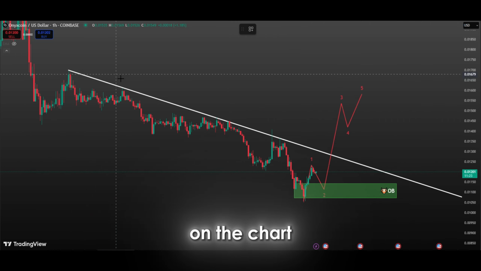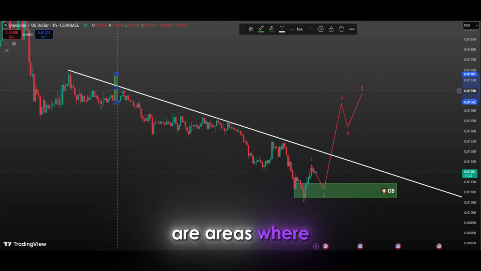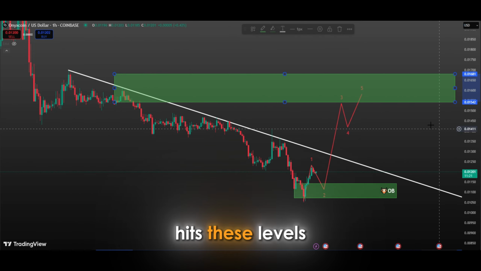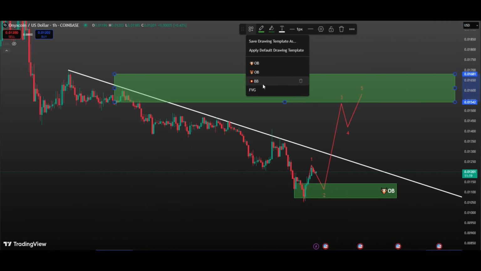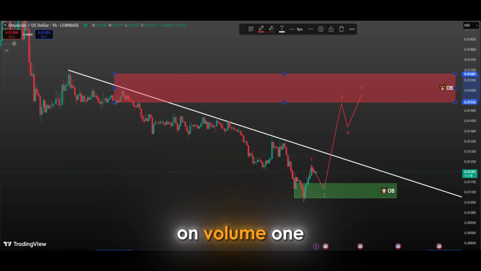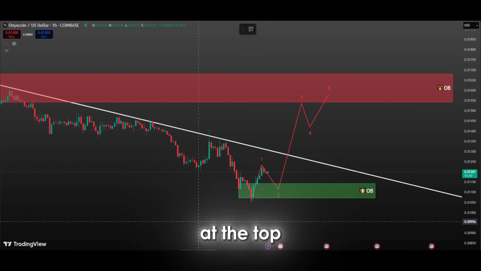Another important level on the chart is the bearish order block at the top. Since order blocks are areas where big players trade heavily, the price usually reacts sharply when it hits these levels. At the moment, the price is still below the falling trend line and has yet to break the trend clearly. However, if the price manages to break the falling trend line on volume, one of the most important resistance points will be this bearish order block at the top.